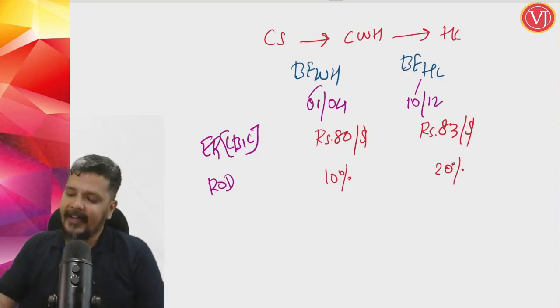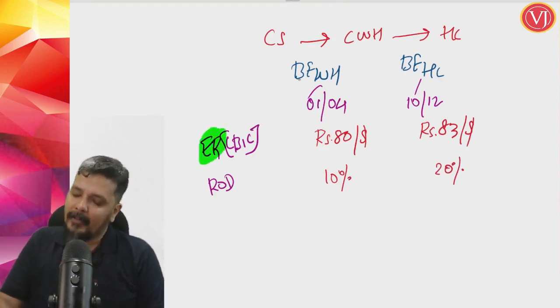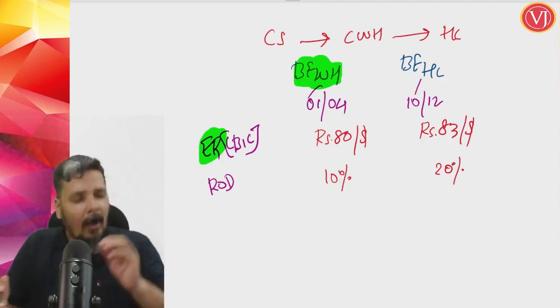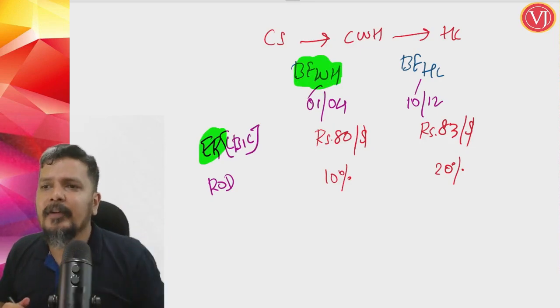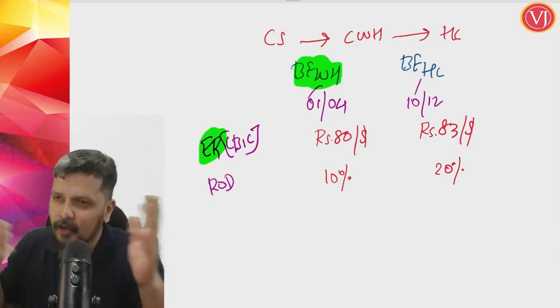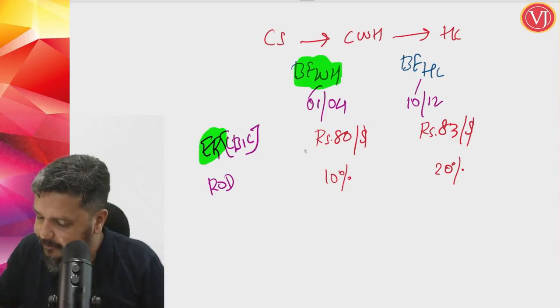For your exchange rate, you always go with the first bill of entry. You always go with the bill of entry, that too the first bill of entry. If there are two bills of entry, go with the first bill of entry. So what will be the answer?